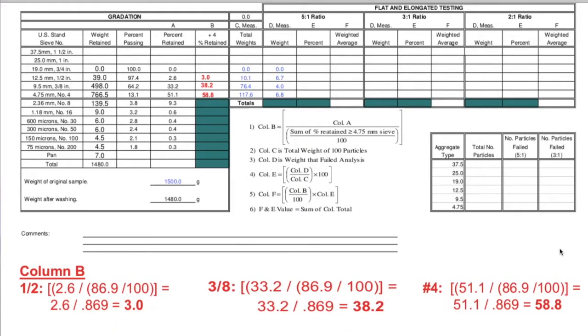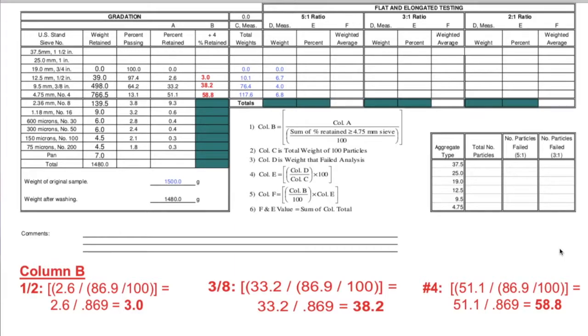Let's look at our second coarse aggregate that involves the F&E calculations. So we'll look at the number 78. Again, we're going to calculate column B, E, and F. The second portion of the formula for column B, the sum of percent retained on the number 4. So if you look at your column A, for your half, 3/8, and 4, the 2.6, the 33.2, and the 51.1, you add those 3 values, will yield you a 86.9.